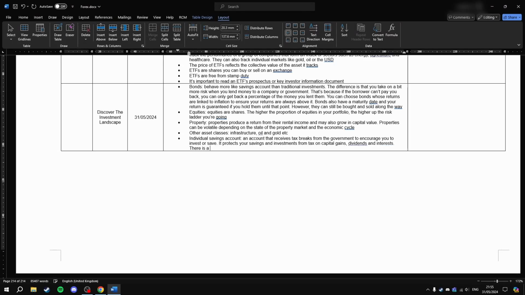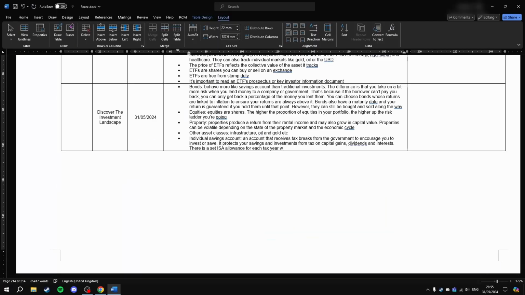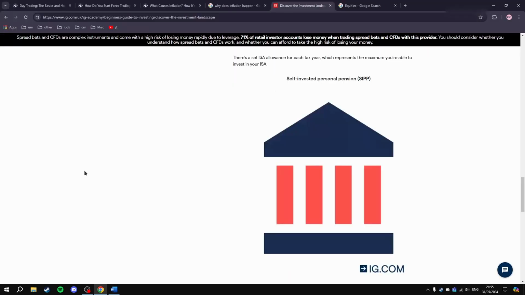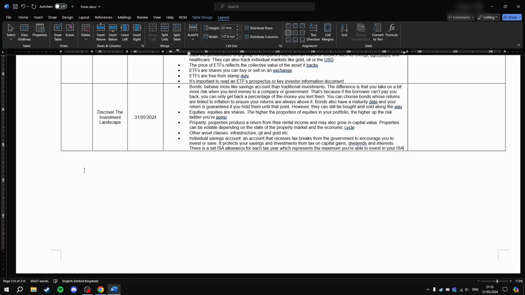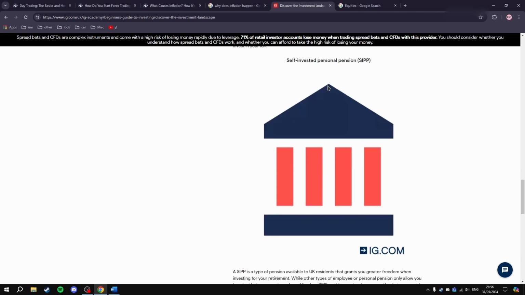There is a set ISA allowance for each tax year, which represents the maximum you're able to invest in your ISA. Self-invested personal pension, SIPP.